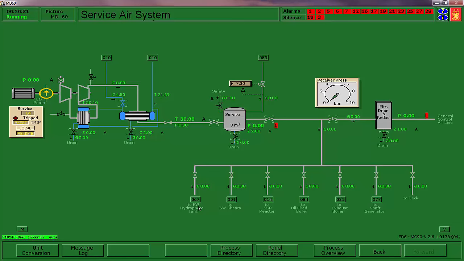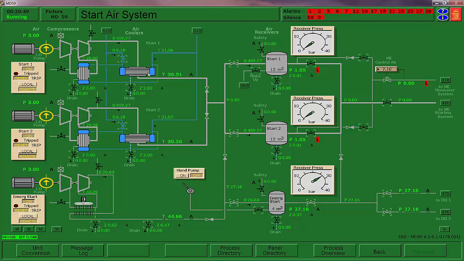Once we've done that, I'm going to go to the intercoolers on the service air system here in the main bottle. And I'm going to go ahead and drain everything. Okay, do the same with the main start air system.